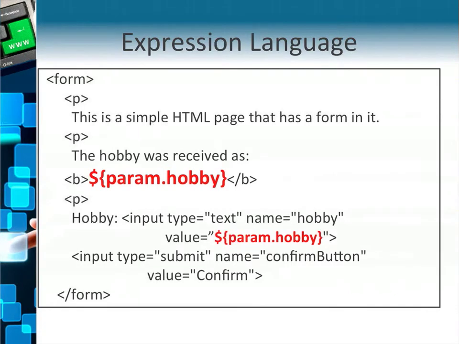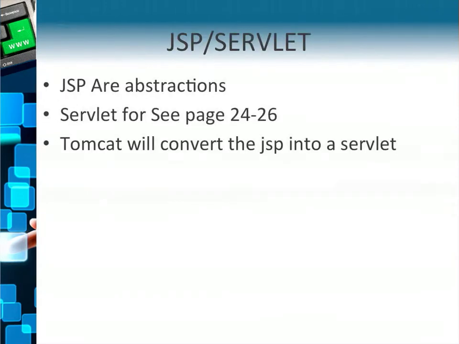So here we have a part of the form. This is the first JSP. And now on pages 24 to 26, you see what it actually gets converted into, because it gets converted into a Java class. And pretty much all the HTML becomes an out.write. You can see this on page 25.